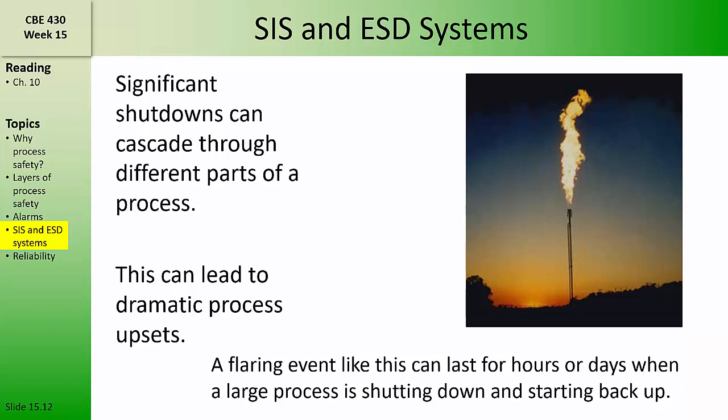Often, as the process is starting up again, the streams flowing through different parts of the process may be off-spec until an upstream unit operation comes to a steady state. Often that off-spec material has no place to go. There's no place to store it, you can't put it back in a pipeline, and so you may have to send all of that to a flare. And that's why these flaring events can sometimes last for days when processes are starting back up.